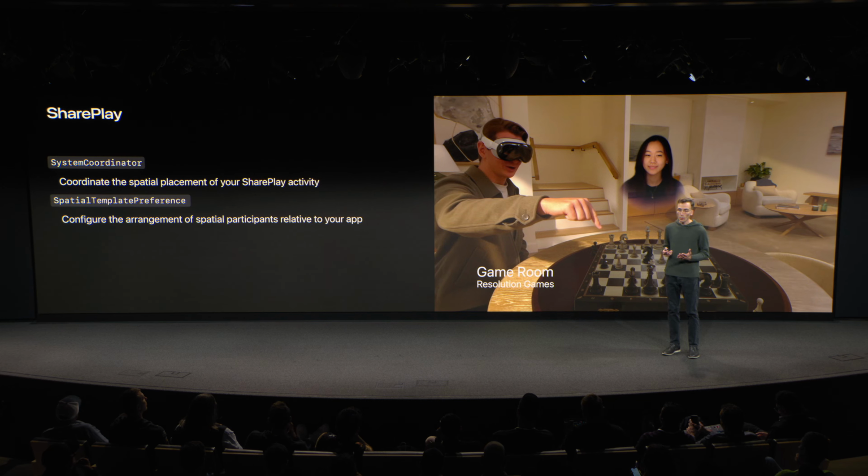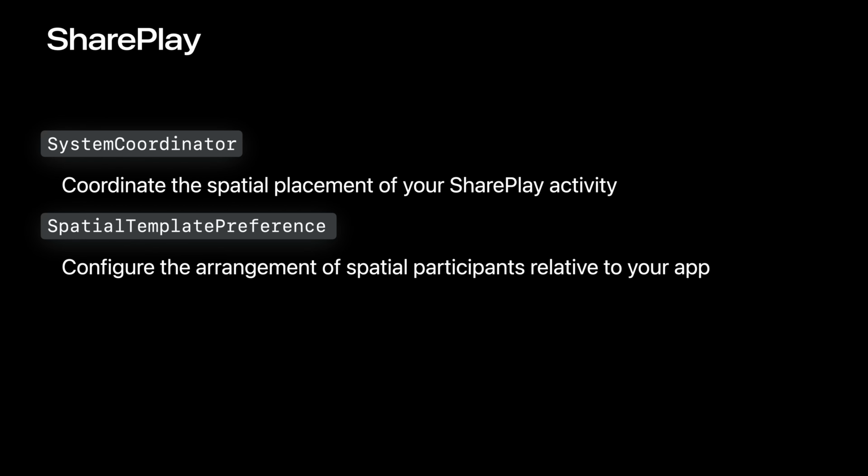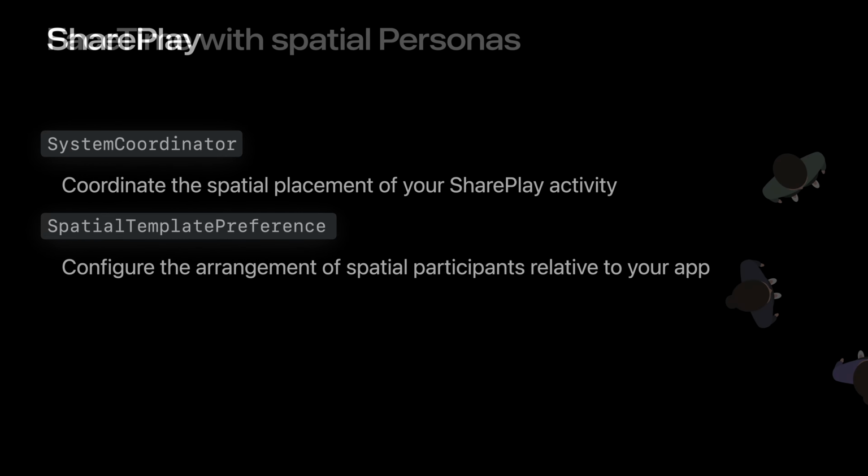When building for visionOS, there are two additional API you should be aware of in group activities. The System Coordinator is an API unique to visionOS that enables apps to coordinate the spatial placement of elements in a SharePlay activity. A key thing you'll configure there is your spatial template preference, which is how you influence where spatial participants are placed relative to your app.